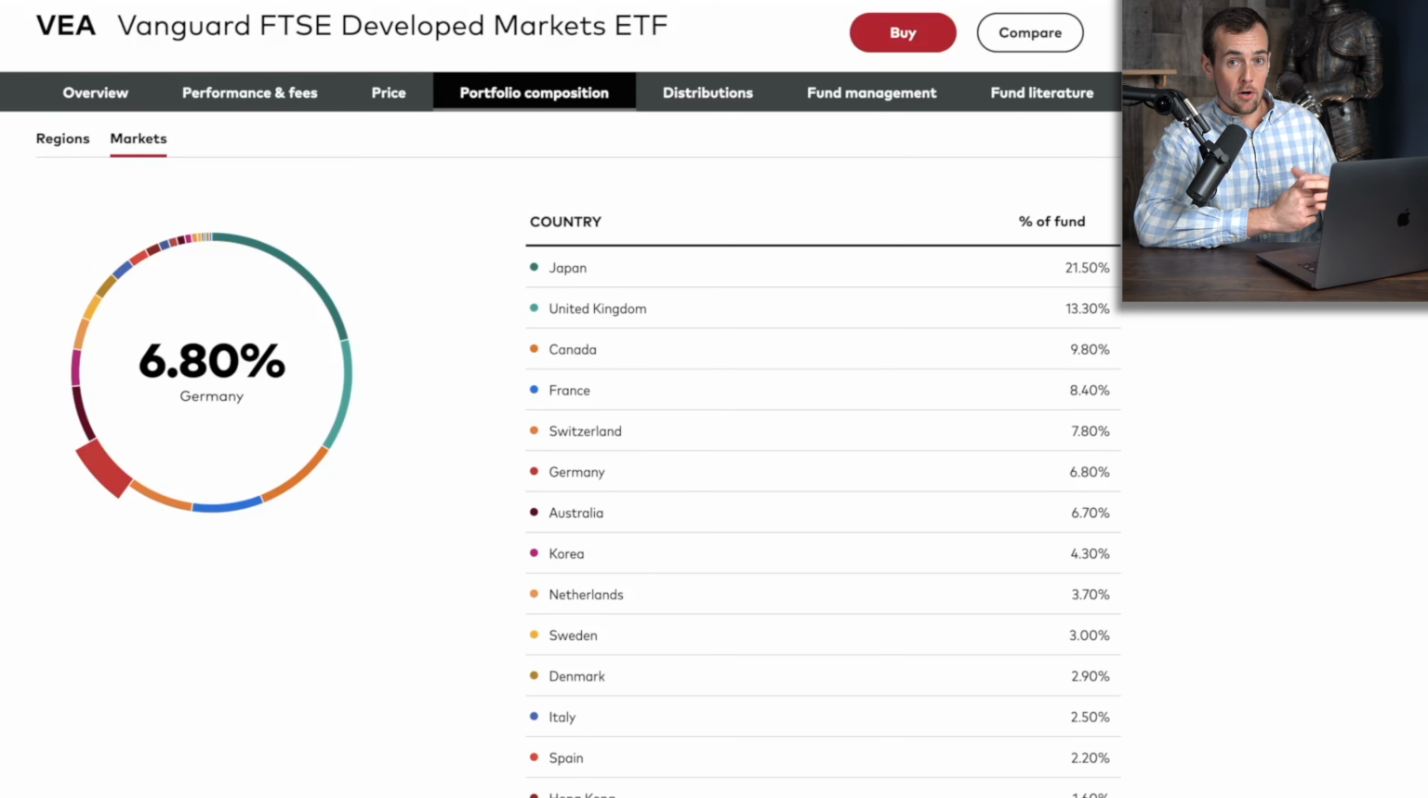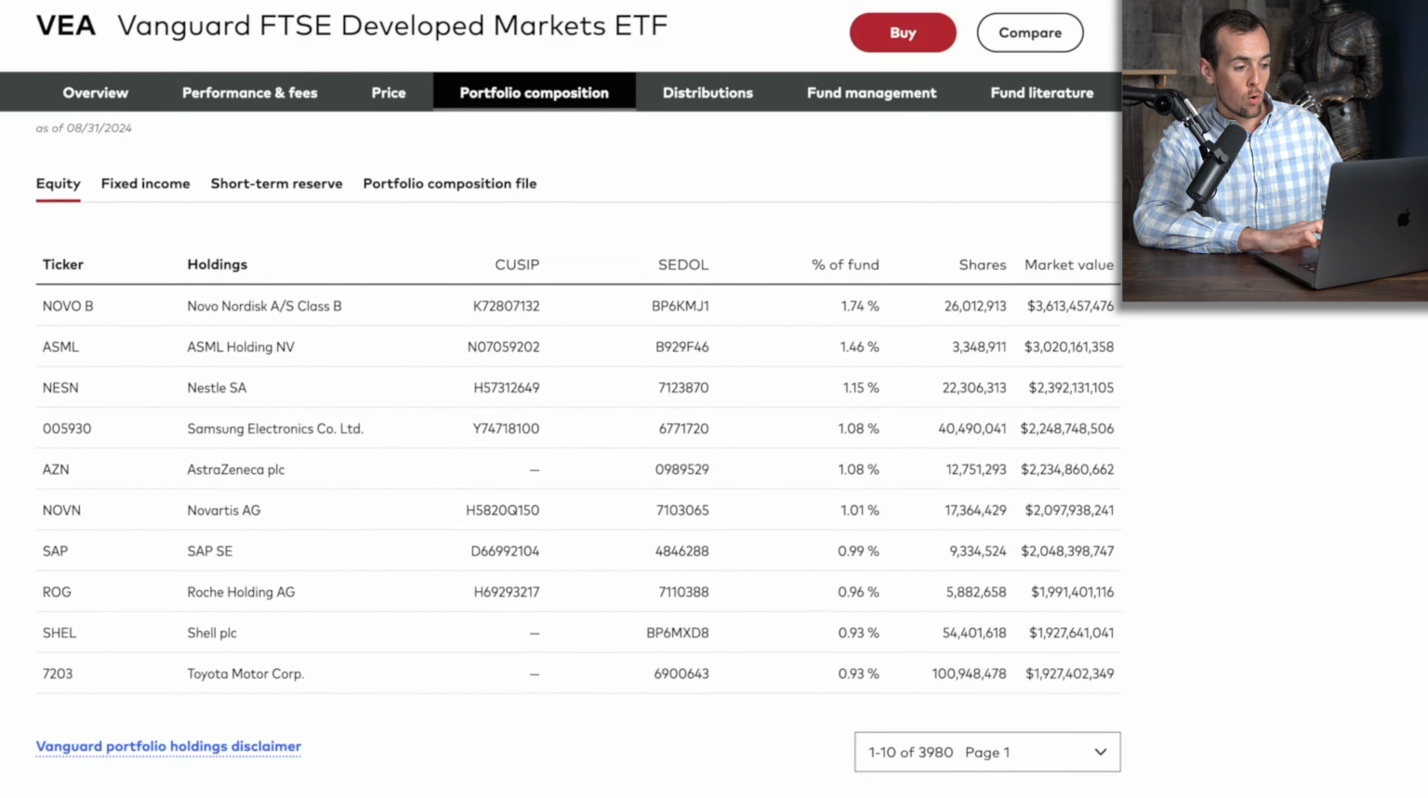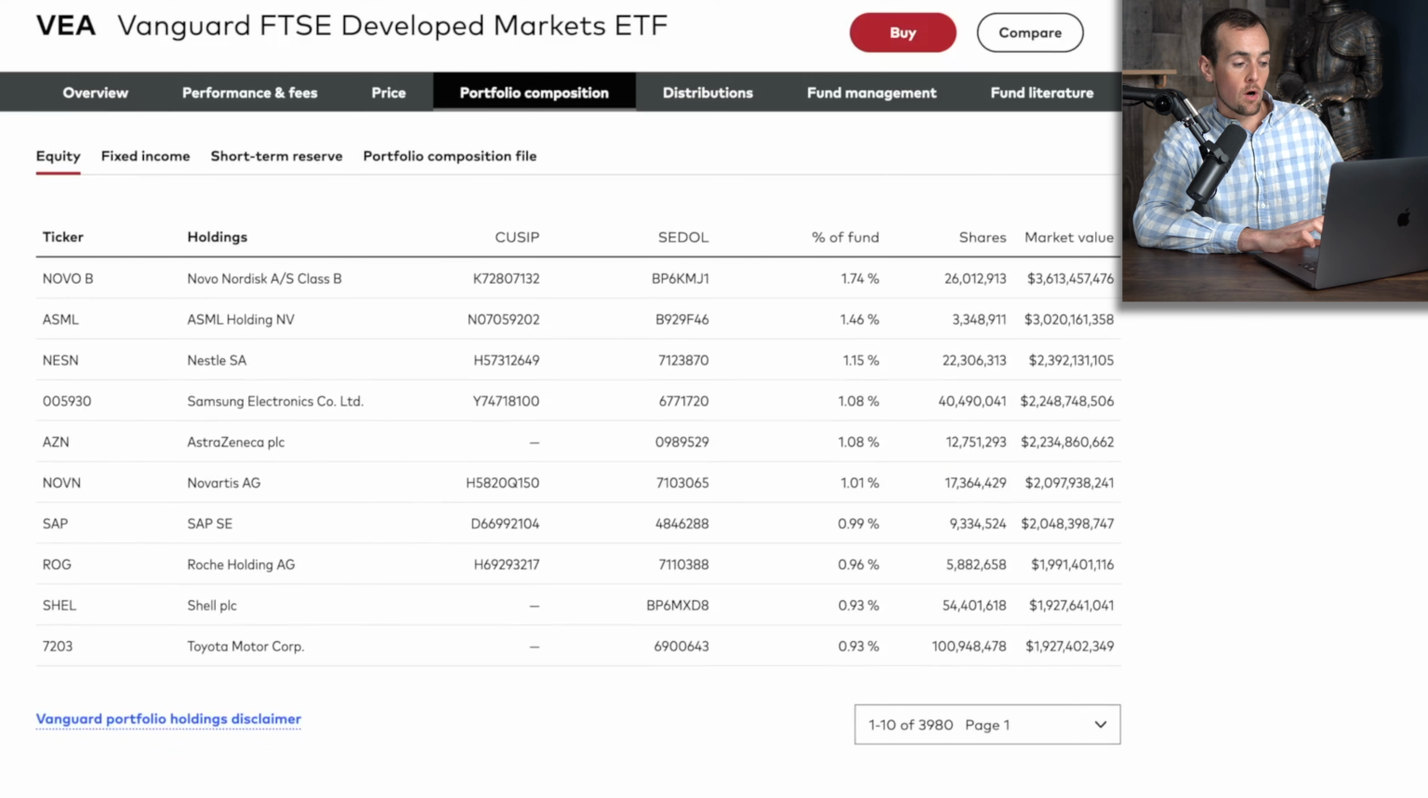So the larger a market is here in this case, the more weight it's going to carry in the overall portfolio. If we take a look here at the top holdings, we can see what companies are represented. A lot of these are names that we aren't familiar with, but some of them are ones that you've definitely heard of. For example, Nestle, Samsung Electronics, AstraZeneca, SAP, Toyota Motor Corp, for example.